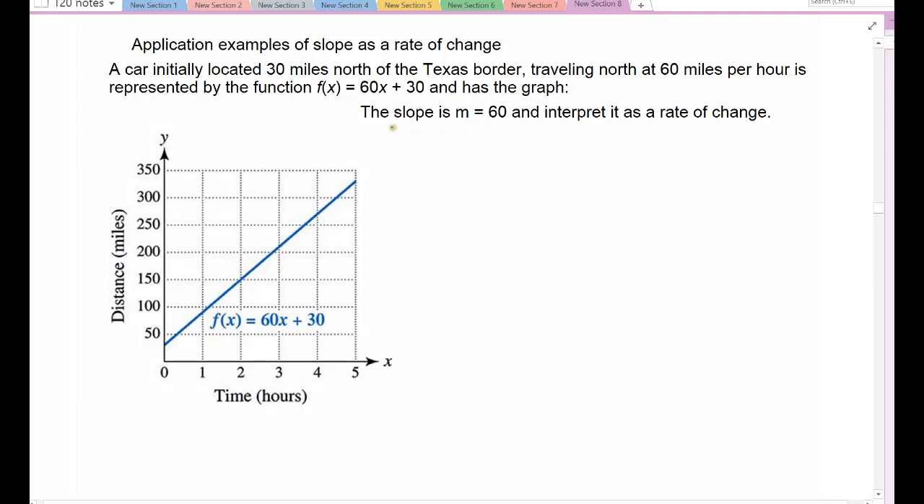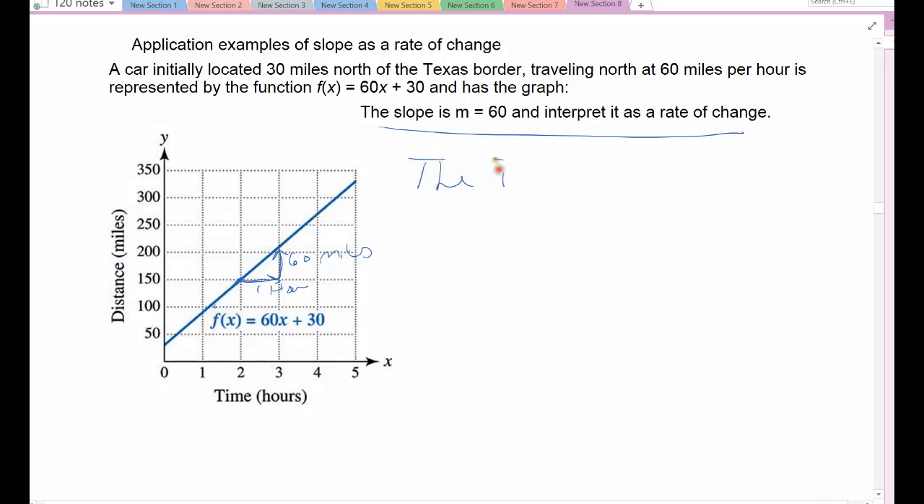And so the slope is 60. Every 1 unit it changes, it's moving up by 60. For a 1 unit change, it's moving 60 miles in 1 hour. As I go over an hour, I'm going to go 60 more miles down the road. And so we interpret that in miles per hour. The units kind of give it away.